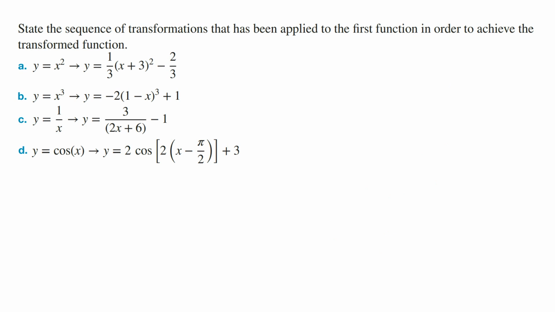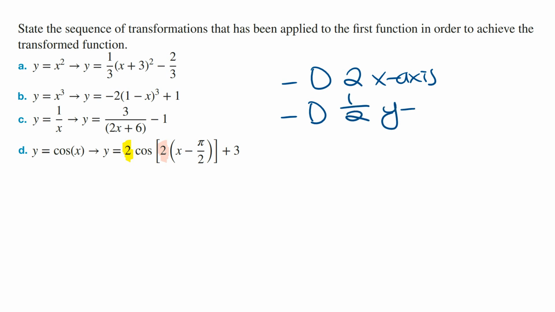Part D. The original function is y is equal to cos x. And looking at the transform function, reading from the left, we have the 2. This means that we dilated the original function by a factor of 2 from the x-axis. Then we've got another 2. This is the value of n. And so this means we dilated the original function by a factor of 1 on 2 from the y-axis.